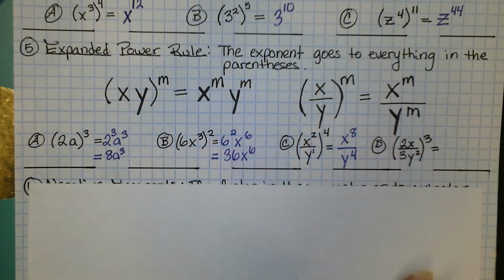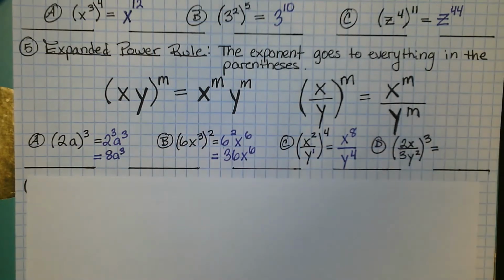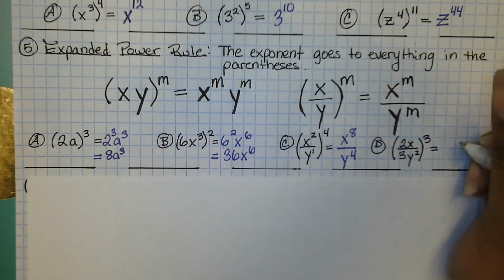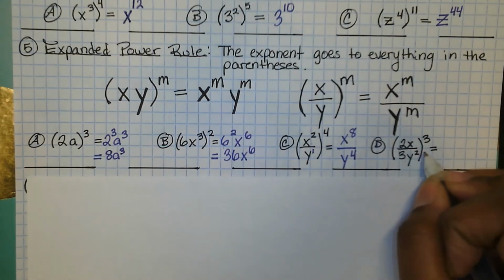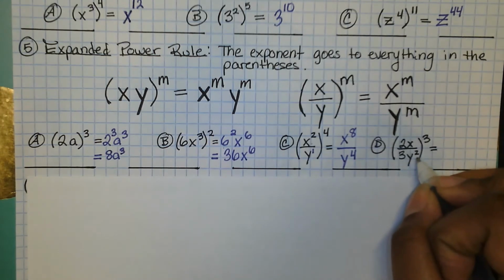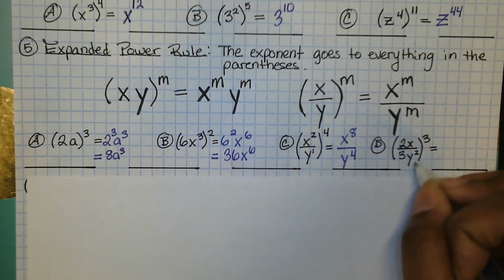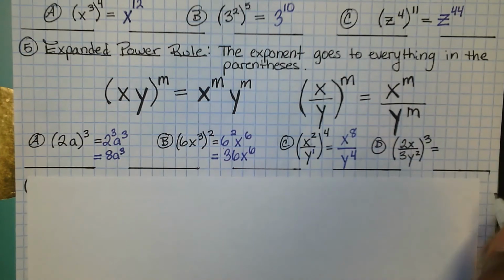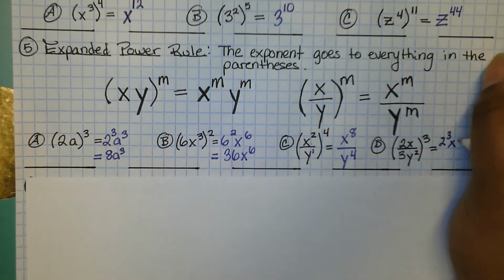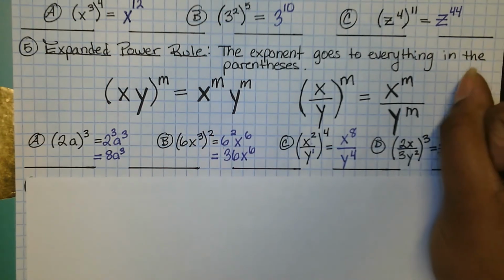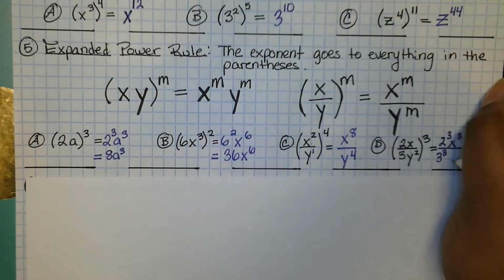And then for the last example, all right, this one's kind of involved. So we would still give the exponent to everything that's inside the parentheses. This is 2x divided by 3y squared, quantity cubed. So this will be 2 to the third power x cubed over 3 to the third power y to the 6.